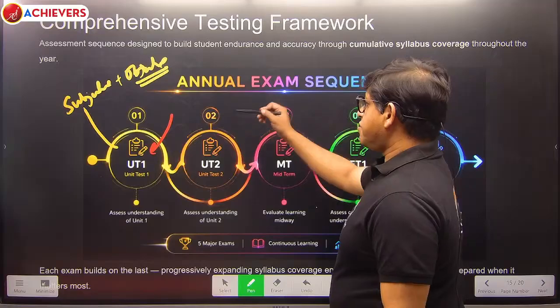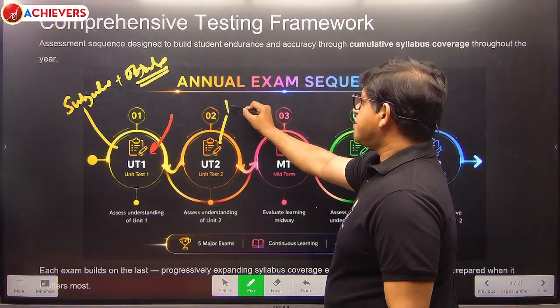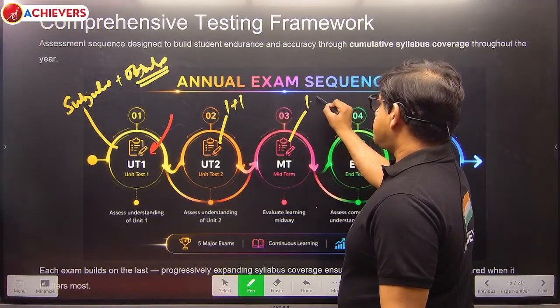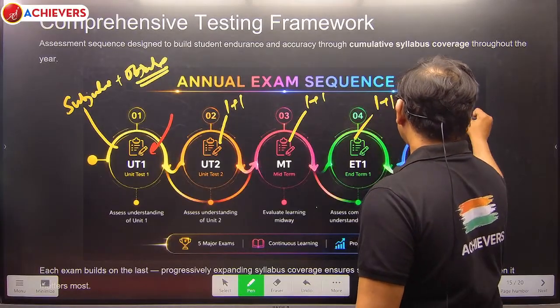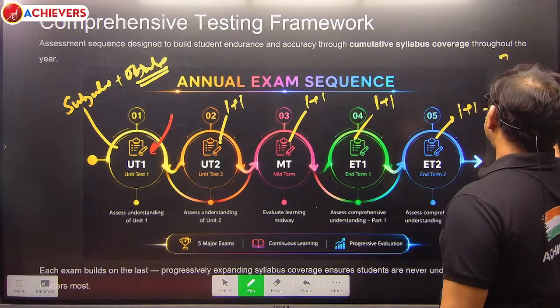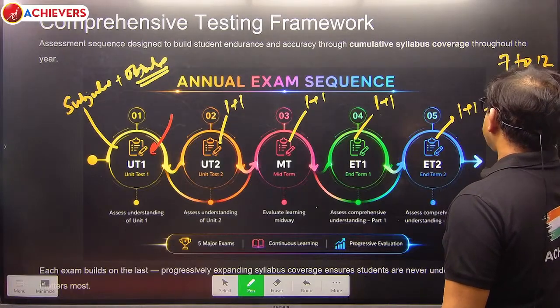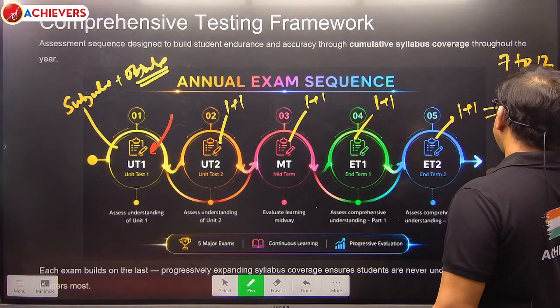So UT1 2 exams, then UT2 2 exams, 1 subjective 1 objective, MT 2 exams, 1 subjective 1 objective, and ET1 2 exams, and ET2 2 exams. So for every class 7 to 12 there will be 5 interactions and 10 exams.